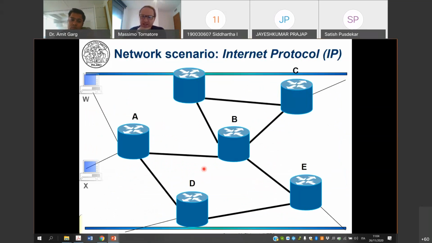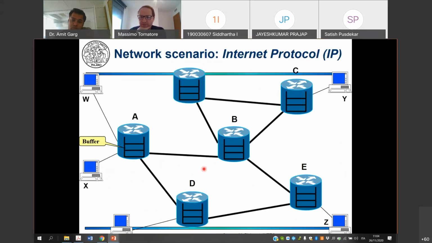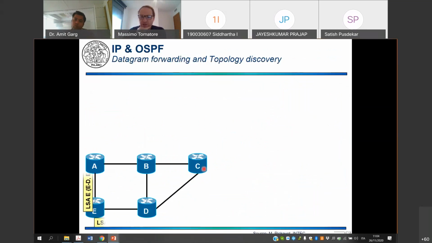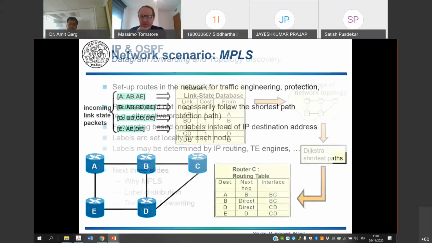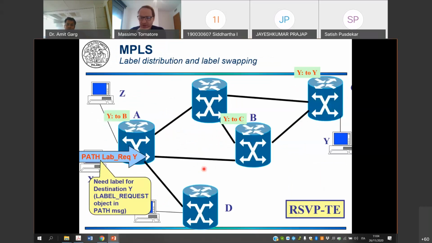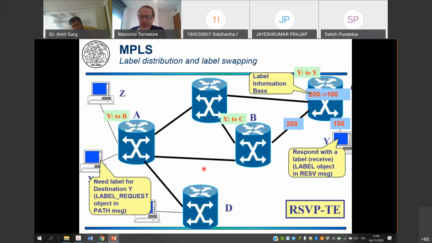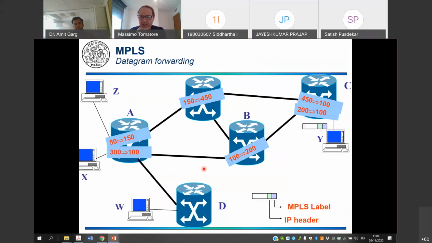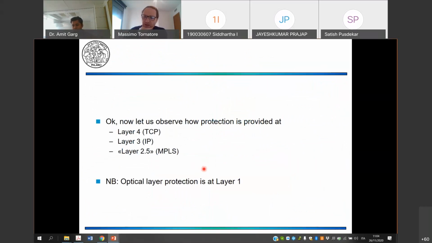Let me skip this. I think everybody knows IP and MPLS in short. So I'm skipping the description of IP and MPLS at high level. I'm assuming people know what is IP and what is MPLS, otherwise it takes too long. And let me go directly to this observation.